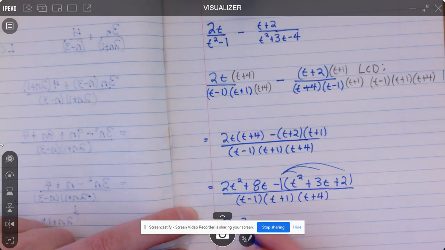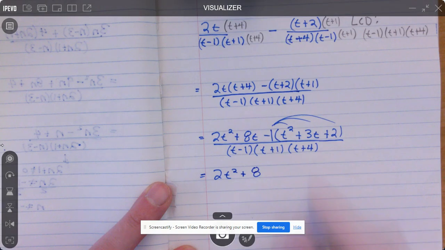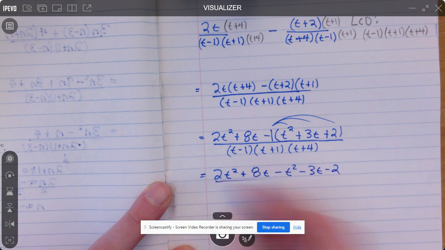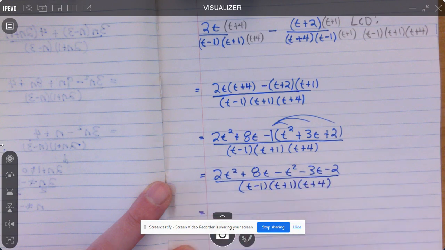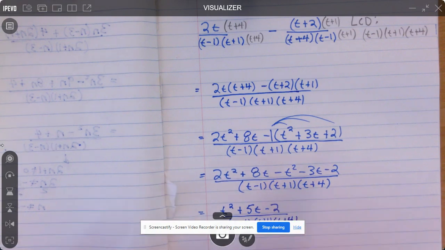So I've got 2t squared. Let me just shift this up the page. Plus 8t minus t squared minus 3t minus 2. And it's all over the same denominator. And now I can collect like terms in my numerator. So I've got t squared plus 5t minus 2. And I could try to factor that numerator after this, but nothing's going to multiply to -2 and add to +5. So I'm done. There's my simplified expression.